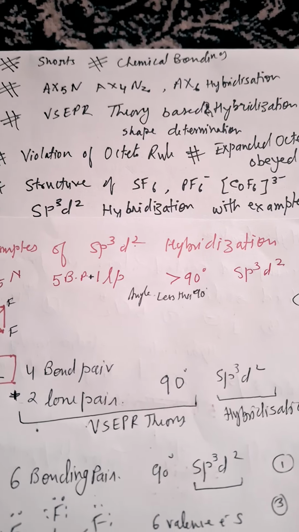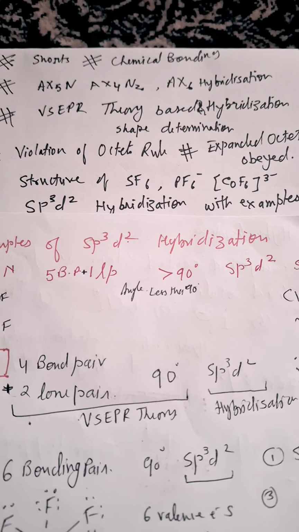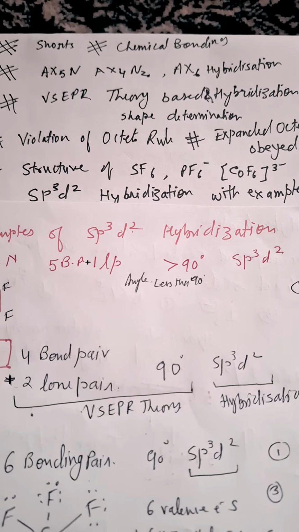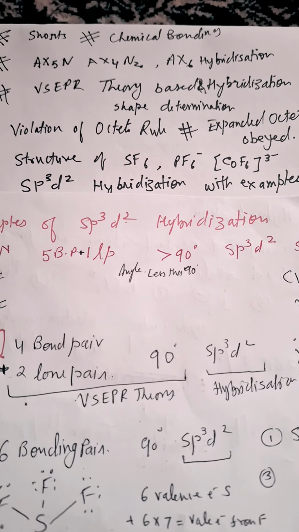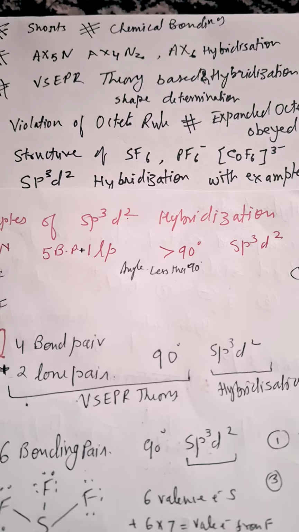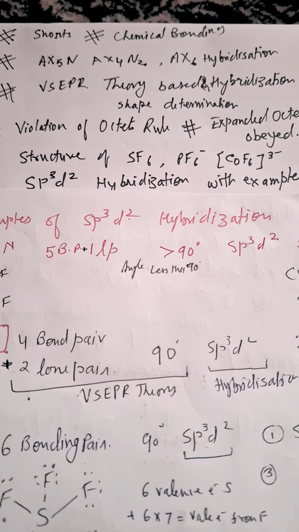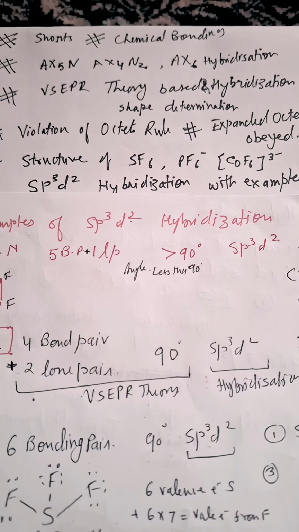Hello student, here we discuss chemical bonding, sp3d2 hybridization as well as VSEPR theory. According to VSEPR theory, bonding pairs and lone pairs are considered, and according to hybridization, how many hybrid orbitals are required is included in it, and both of them will give the shape of the molecule.